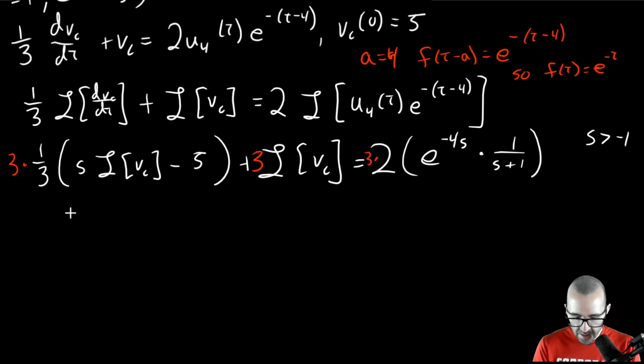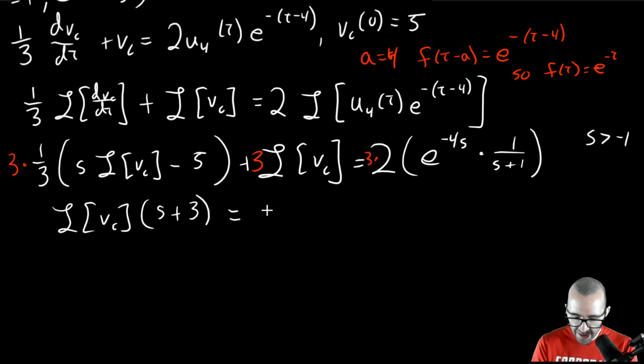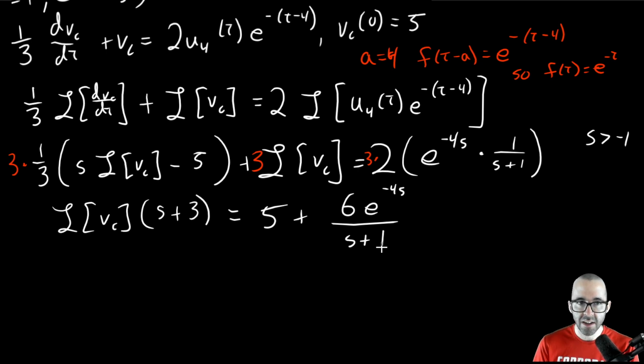And then we're going to get this. So we get the Laplace transform applied to VC. That's being multiplied by the coefficient s plus 3. And then we have a minus 5. Oh gosh, I'm doing too many things in my head. This is dangerous. We're going to add the 5 to the other side. And then that's 5 plus 6 times all this nonsense. This is going to be 6 times e to the negative 4s all over s plus 1.